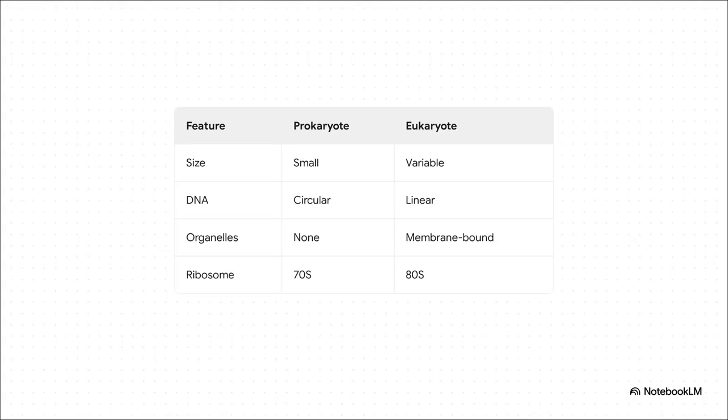The fundamental divide in biology really comes down to this: the simpler, smaller prokaryotes versus the highly complex eukaryotes. Prokaryotes just kind of keep their circular DNA floating free in the cytosol, right? But eukaryotes, they lock their linear DNA inside a highly protective vault called a nucleus. Eukaryotes also feature these membrane-bound organelles with very specific functions, and even their protein-building factories, the ribosomes, are slightly larger. They're marked as 80S compared to the prokaryotic 70S.